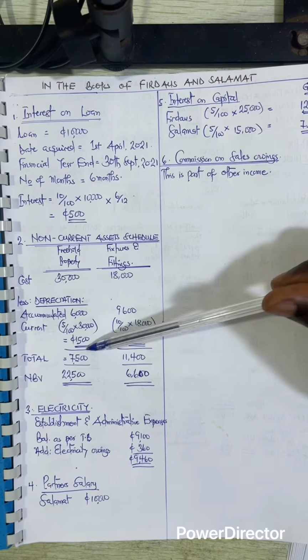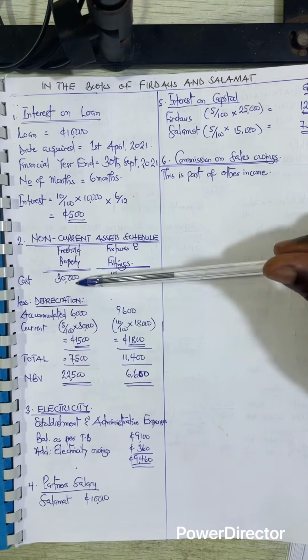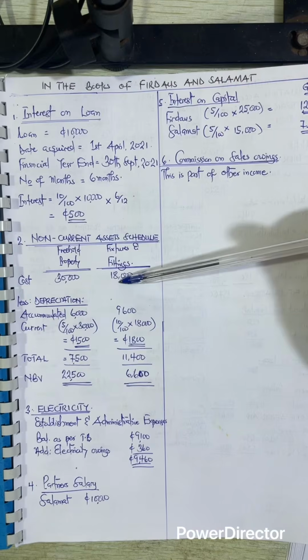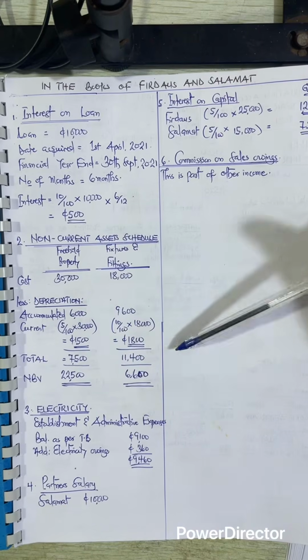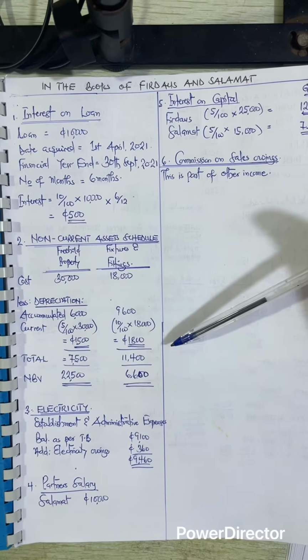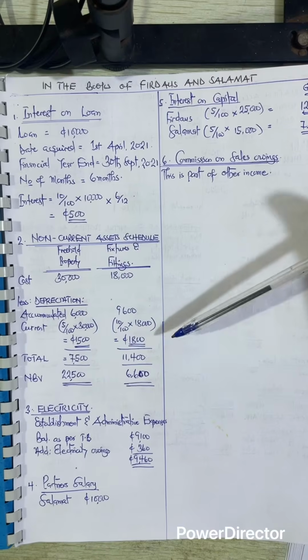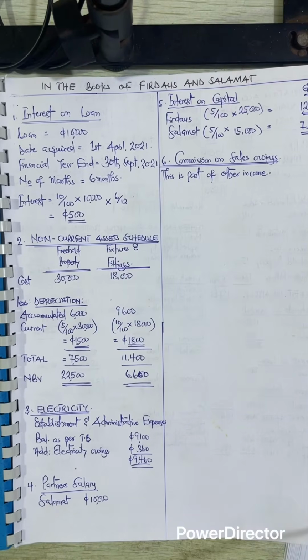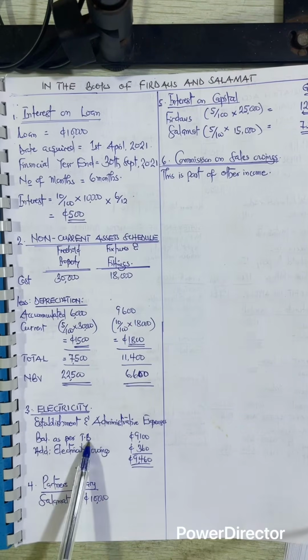When you are done, you take the total depreciation from the total cost of each of the non-current assets. So freehold property will give us a net book value, NBV, of 22,500, whilst the fixtures and fittings will give us 6,600.